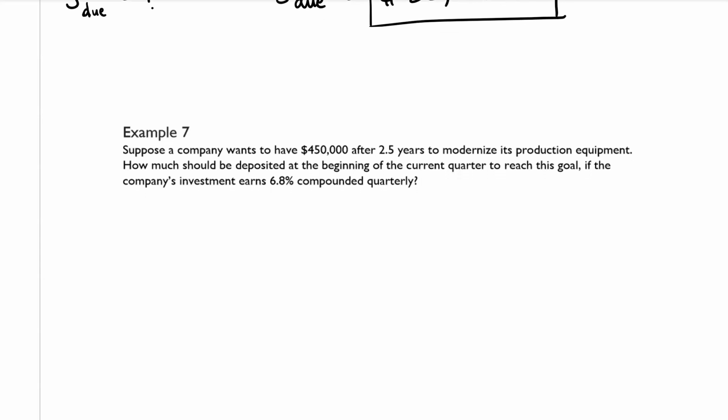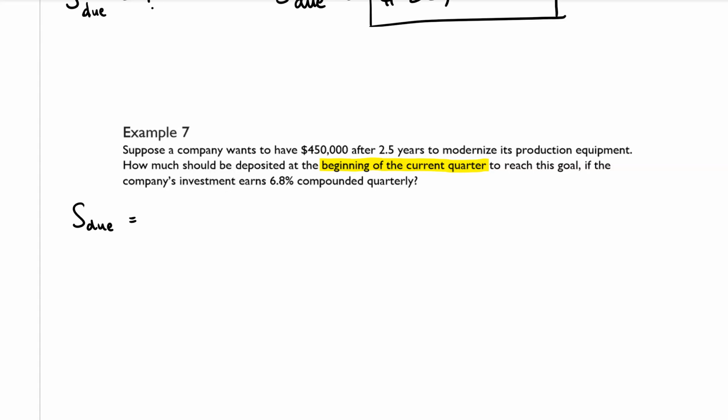All right, let's move on to example 7. It says, suppose a company wants to have $450,000 after 2.5 years to modernize its production equipment. How much should be deposited at the beginning of the current quarter to reach this goal if the company's investment earns 6.8% compounded quarterly? Again, we want to notice that it says beginning of the current quarter. So we are talking about an annuity due.